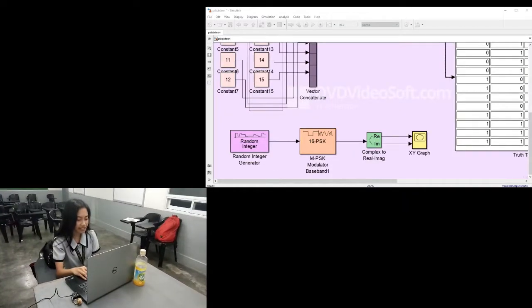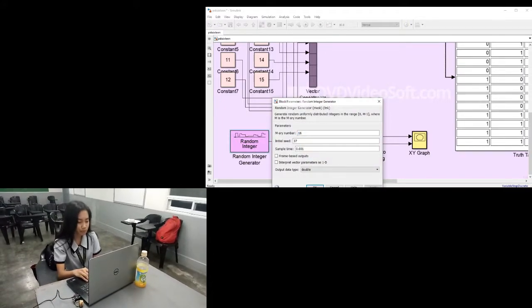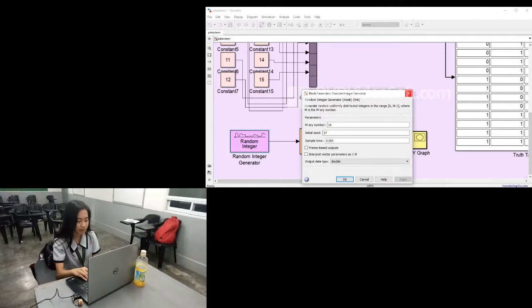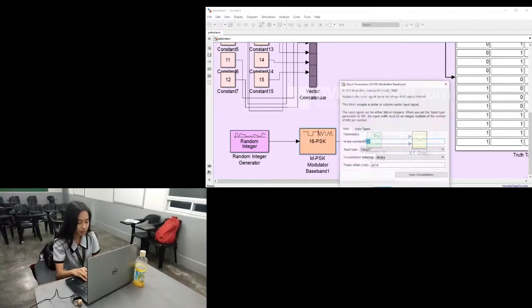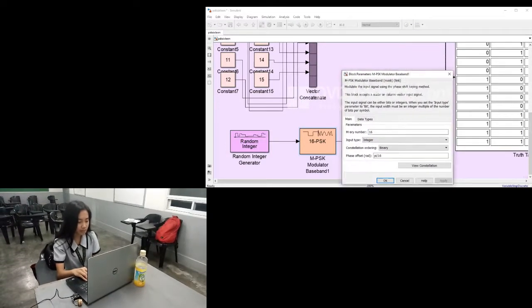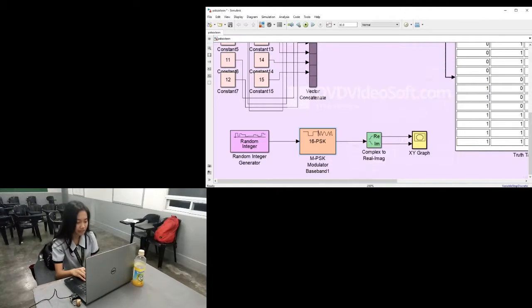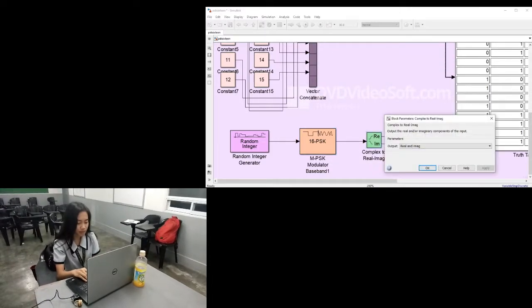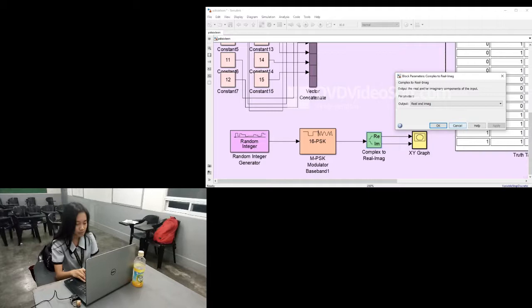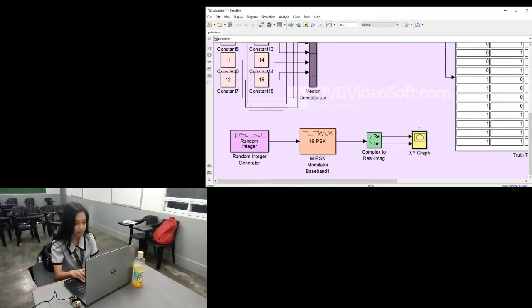For generating the XY graph, we use a random integer generator as input to the MPSK modulator baseband. Since the output of the 16 PSK modulator baseband is a complex number, the complex to real imaginary block was used. Then the output of this block is connected to the XY graph.